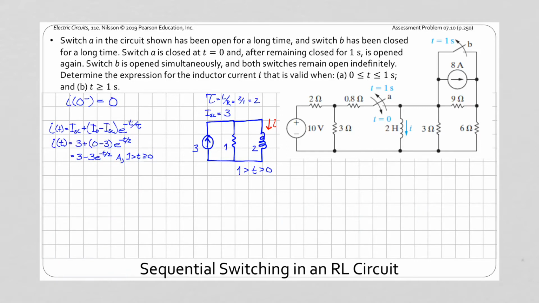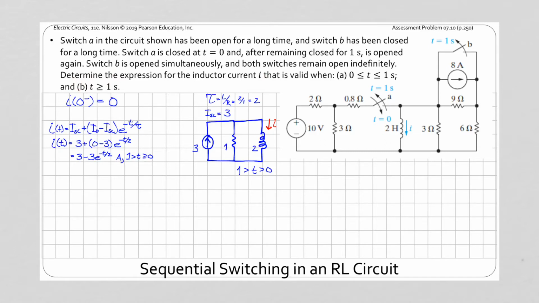And so I know my I_SC, my short circuit current, is 3. That's from the Norton equivalent circuit connected to my inductor. I know my I_0 is the starting current. The starting current is the current at t equals 0, which in this case was 0 because there was nothing connected to it. Then we want to find the inductor current for t greater than or equal to 1.